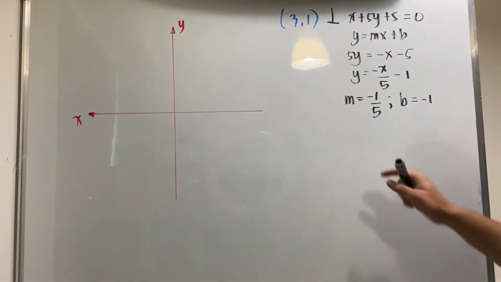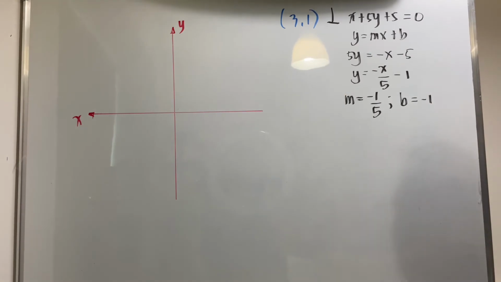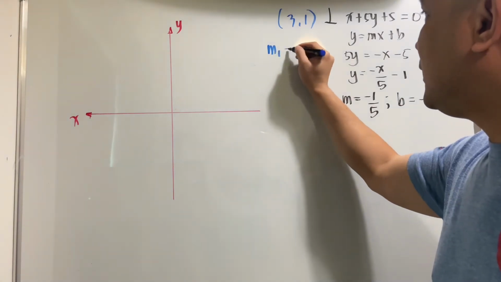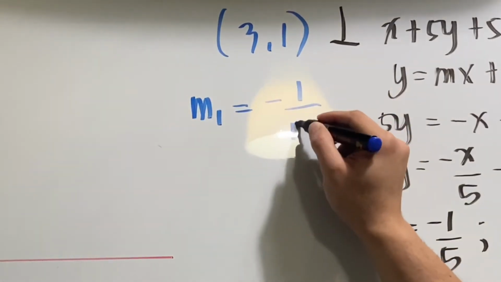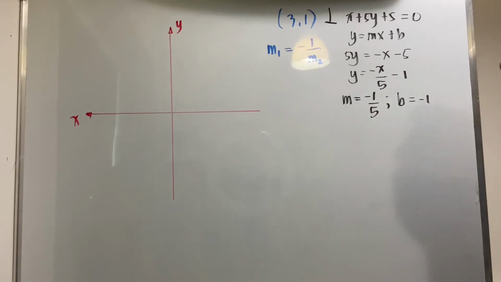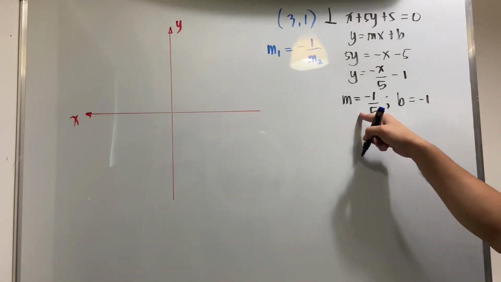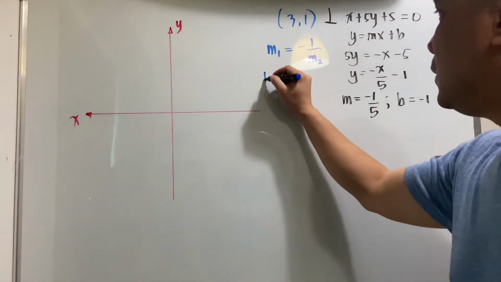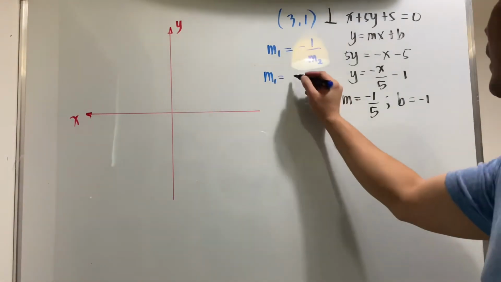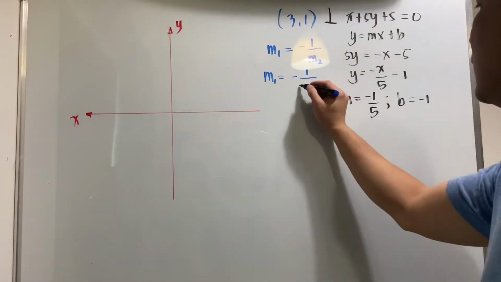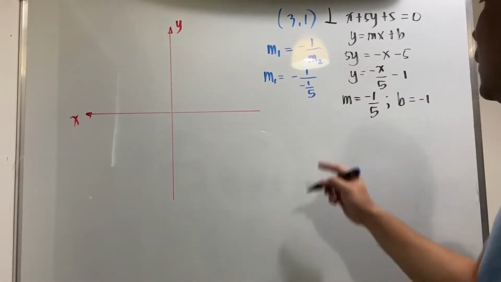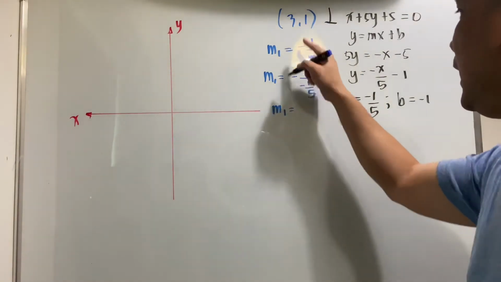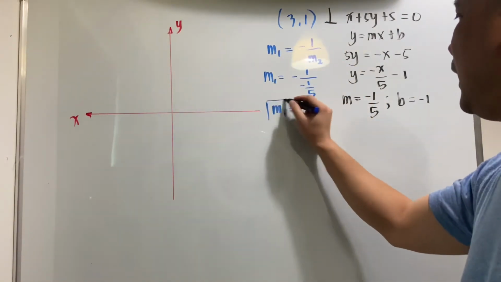Now, since these are perpendicular lines, for perpendicular lines, the slope of one line is equal to the negative reciprocal of the other line. Okay? So if this is the slope of this one, we can have the slope of the other, which is equal to the negative reciprocal of negative 1 over 5. So that will be positive. So the slope of this line is equal to 5.